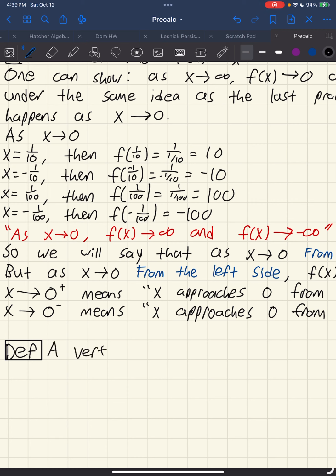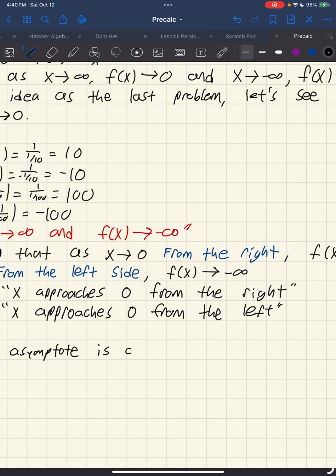A vertical asymptote is a vertical line. Now again, this is a confusing topic. Horizontal lines are always y equals b. Vertical lines are always x equals b, or x equals k, for example, something like that. When it's x equals, it's a vertical line up and down. When it's y equals whatever, a constant, a number, we get a horizontal line.